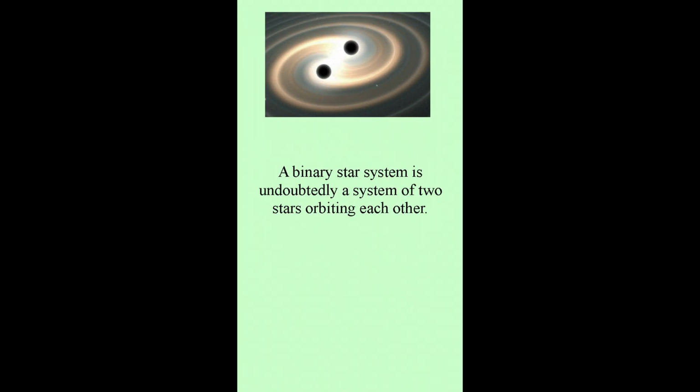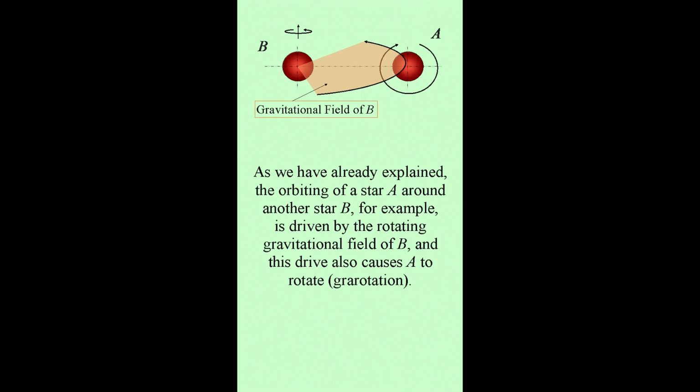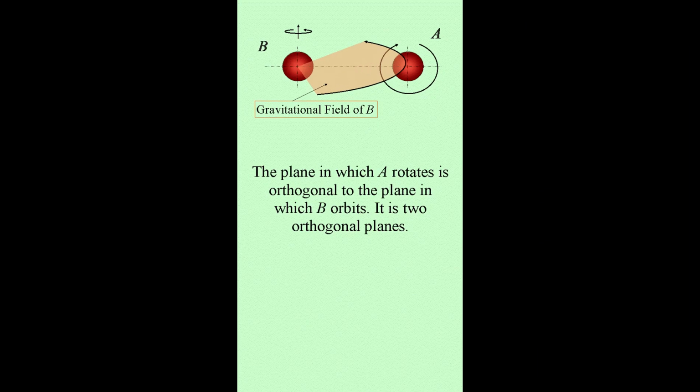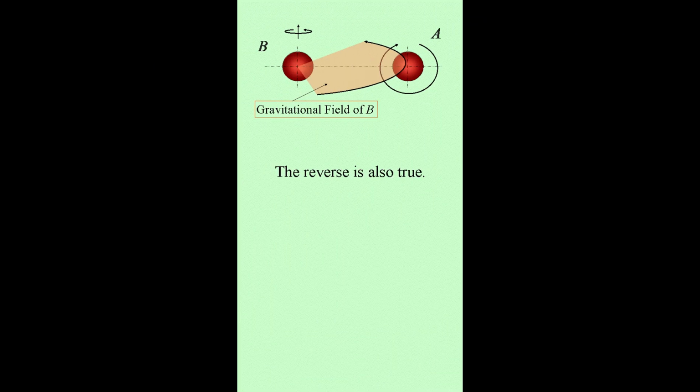A binary star system is a system of two stars orbiting each other. As we have already explained, the orbiting of a star A around another star B, for example, is driven by the rotating gravitational field of B, and this drive also causes A to rotate. The plane in which A rotates is orthogonal to the plane in which B orbits. It is two orthogonal planes. The reverse is also true.